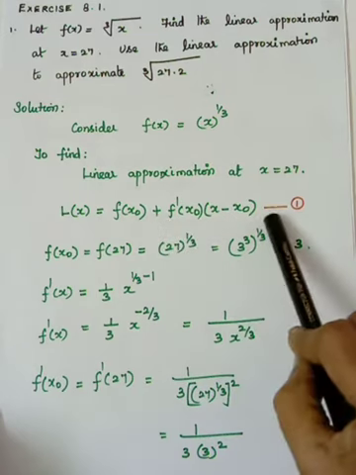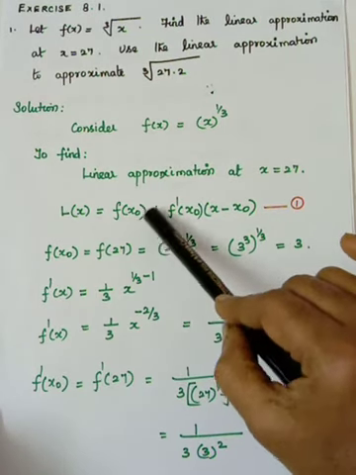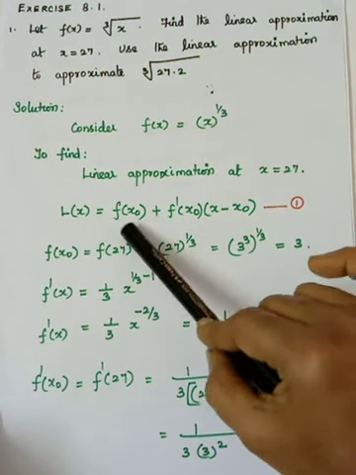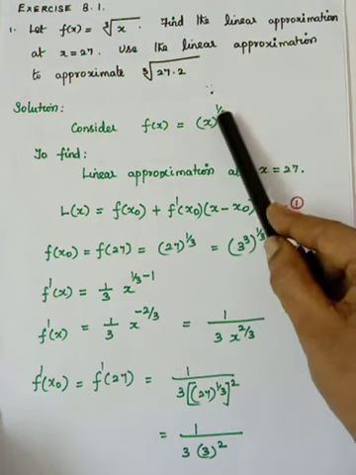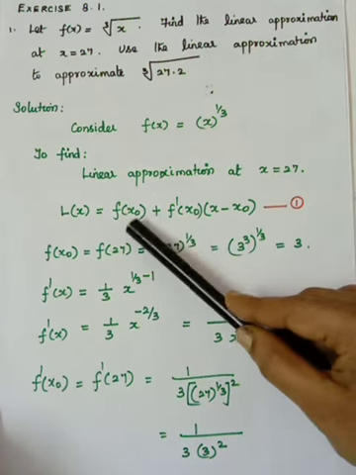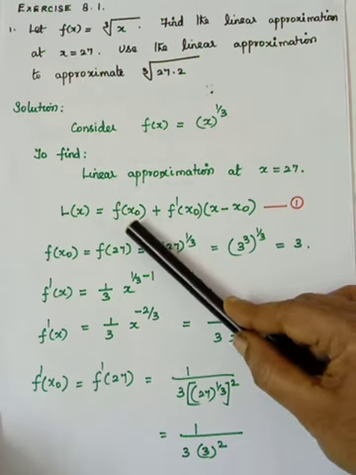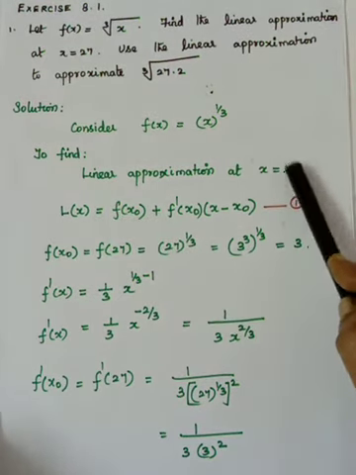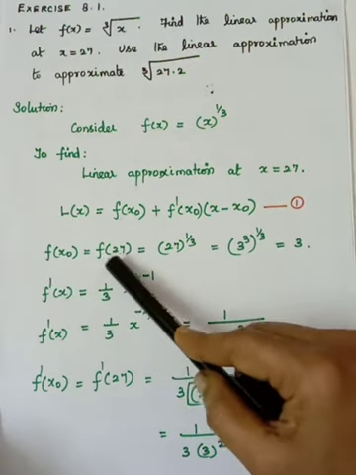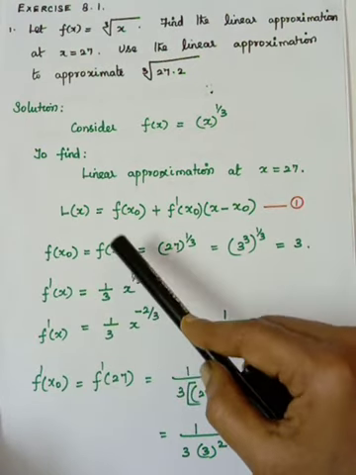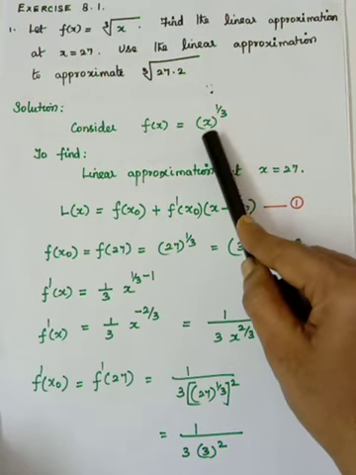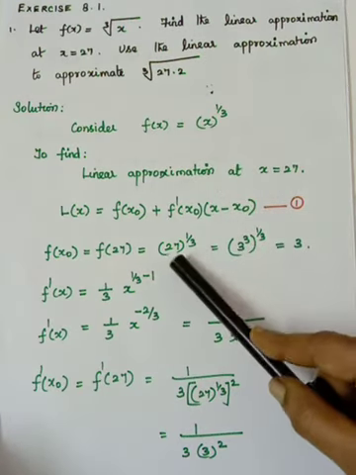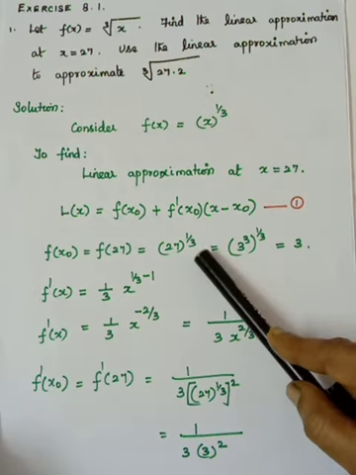So see that in this formula, first we have to find f of x naught. You see the function f of x is equal to x power 1 by 3. Here what is needed? F of x naught. What is your x naught? It is 27. So f of x naught is equal to f of 27. So what you have to do? You see the function, in the place of x, you have to substitute 27. So 27 the whole power 1 by 3.